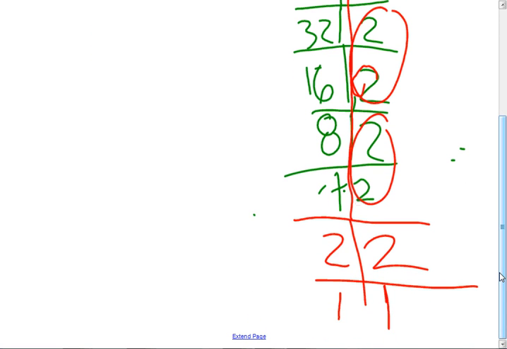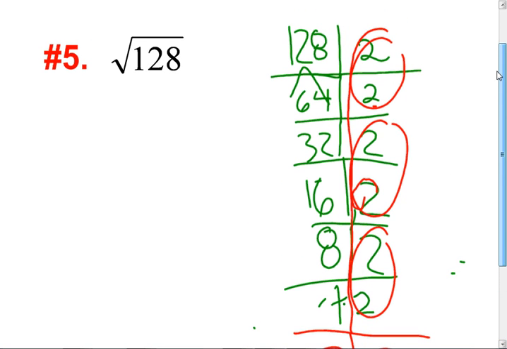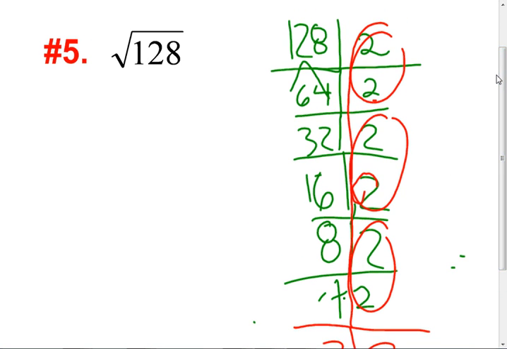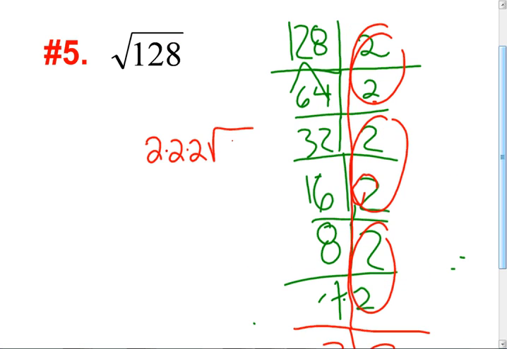And there's 2 left. How many 2s are here? How many pairs? Yeah, 6. 6 twos, 3 pairs. So that's 2 times 2 times 2, because there's 3 of them, right? Yeah. And the other one didn't have a partner. That was going to stay in the radical.